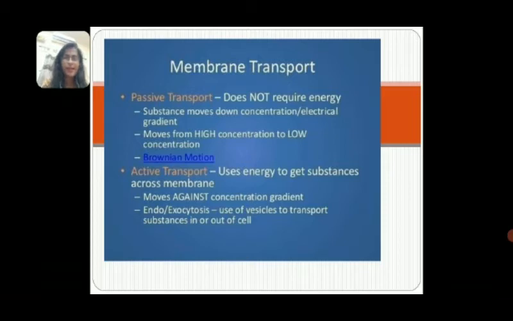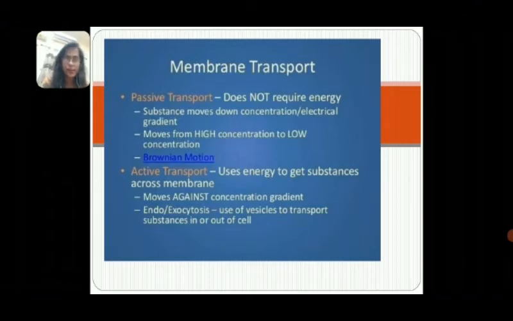Coming to membrane transport. Basically, we have two types of membrane transport, passive transport and active transport. Passive transport does not require any energy expenditure, whereas active transport uses lots and lots of energy. In passive transport, substances move down the concentration gradient, from high concentration to low concentration. For example, Brownian motion, which we can also call zigzag motion.